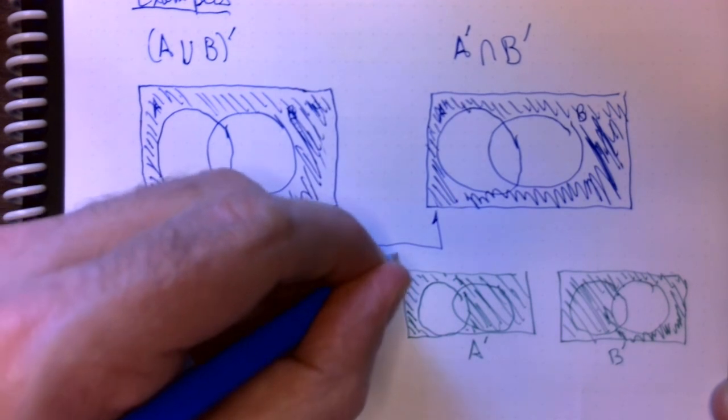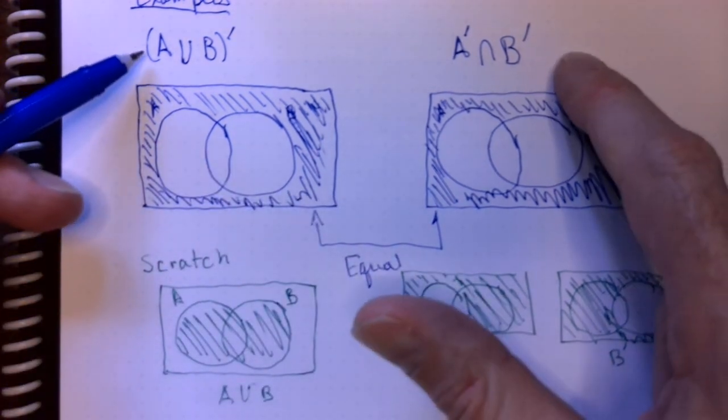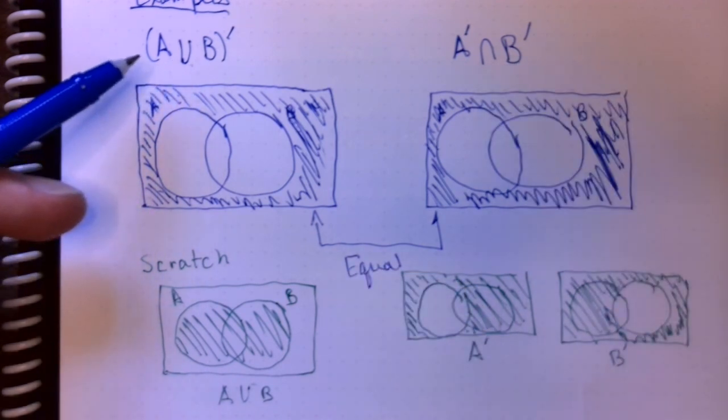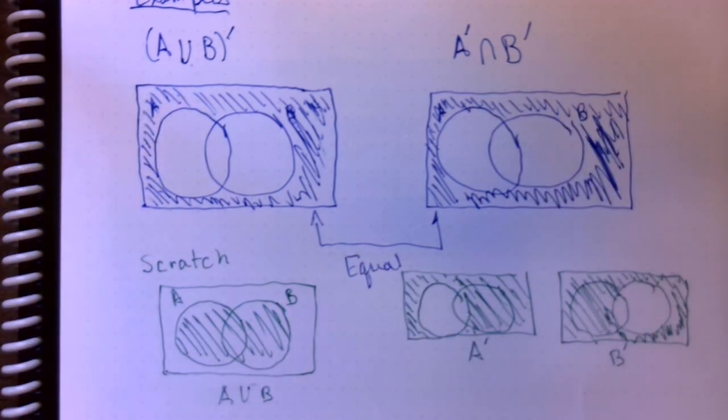So these two, even though the expressions for the sets look a little bit different, this involves union, this involves intersection, they actually end up being equal sets, and we can tell that because they have the same Venn diagram. So a very useful tool for determining whether sets are equal.